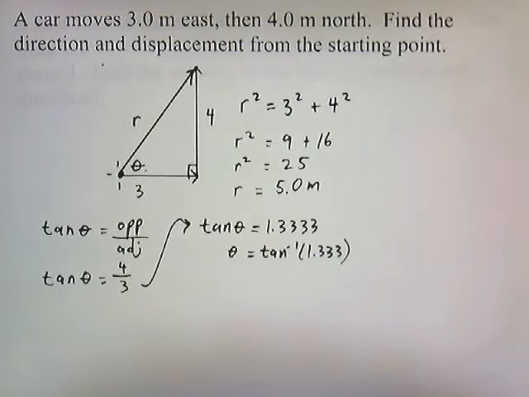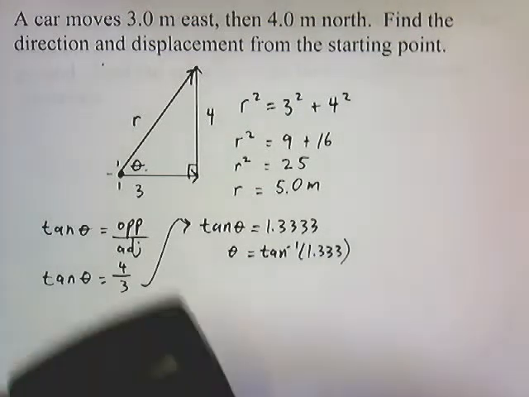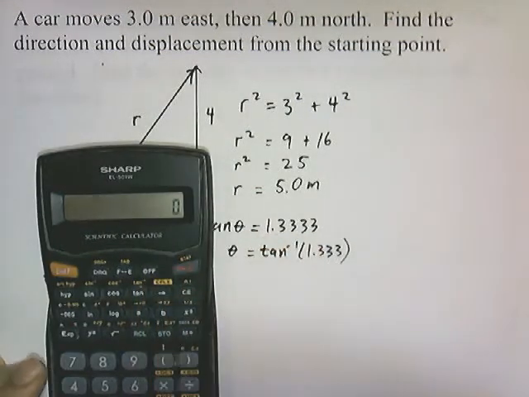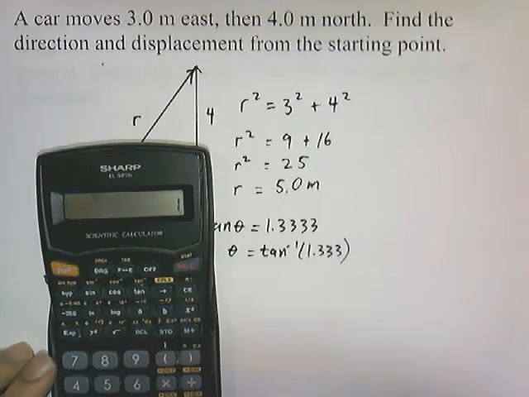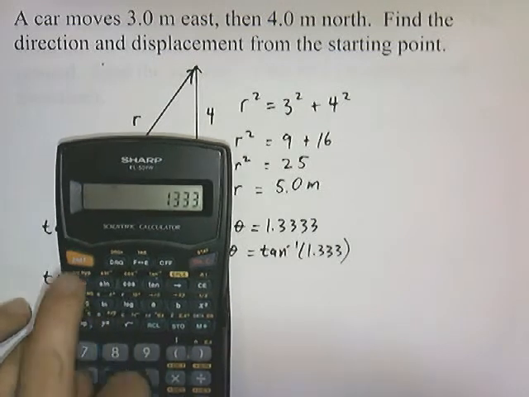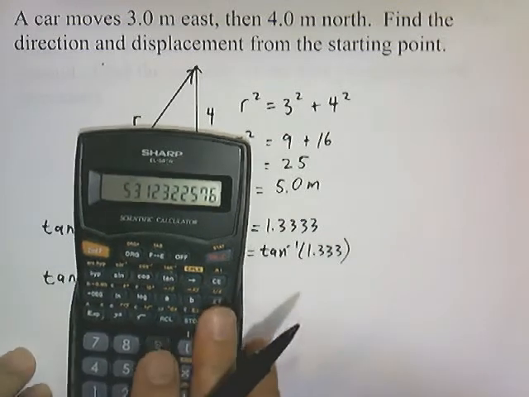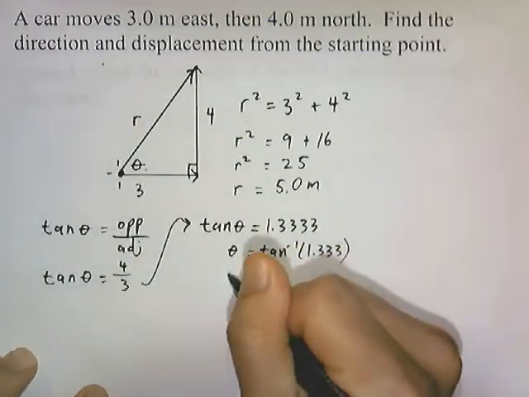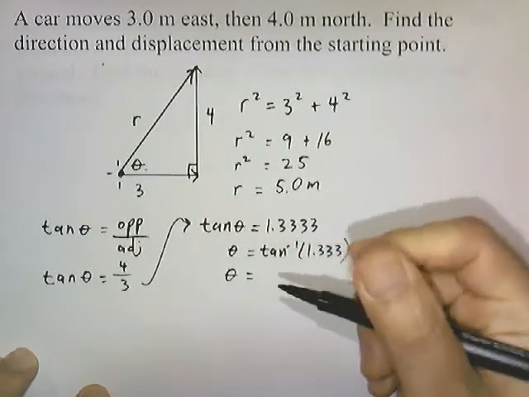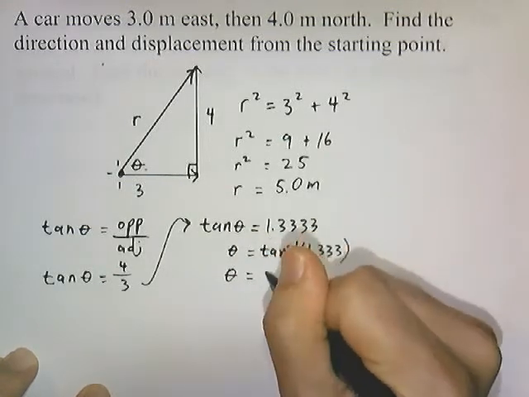And the way you find the inverse tangent, it's different on different calculators. On this one, you would do something like 1.333, second function tangent, and that gives us 53.1. So this angle is going to be about 53 degrees.